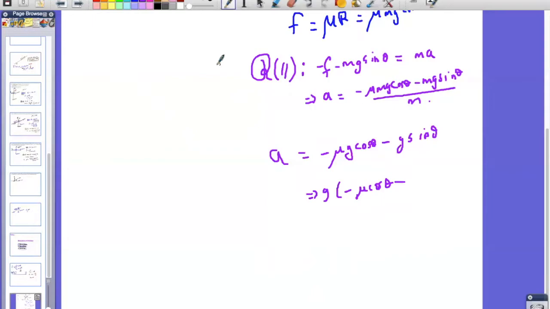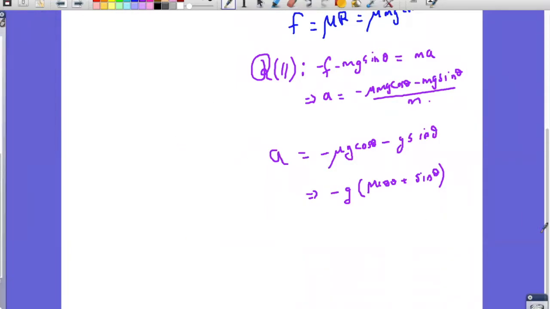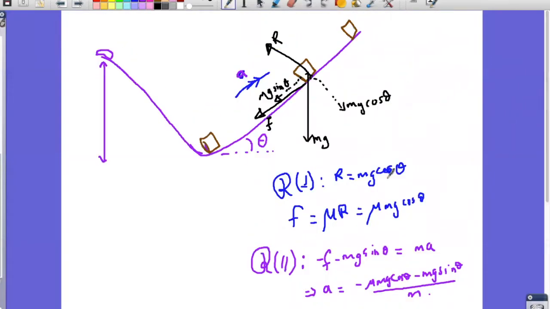Maybe we put the negative sign outside. So that gives us negative g times mu cos theta plus sin theta. This is not a formula for you. I'm just showing you how you can find the acceleration for such a problem.